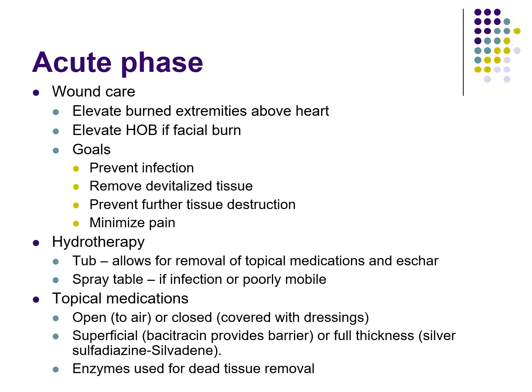There's some medications during acute phase. They could either have them open or closed regarding dressings, but there are some superficial, like topical antibiotics that can provide barrier and a little bit of antibiotic treatment to prevent infection. So you can see bacitracin, and if you've used that before, it's just in a tube, so it's like an ointment. And those are good for superficial burns because of its ointment characteristic.